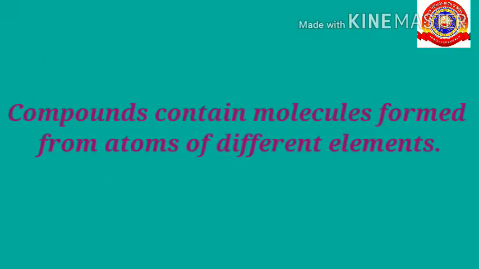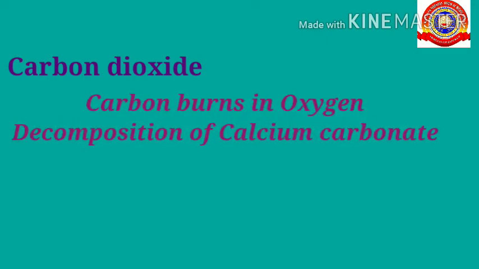Now you know how molecules are formed from the same type of atoms. Billions of English words are formed from the letters of the English alphabet. Similarly, compounds contain molecules formed from the atoms of different elements. Carbon dioxide is a compound. Carbon dioxide is formed when carbon burns in oxygen, and it is also formed by the decomposition of calcium carbonate.